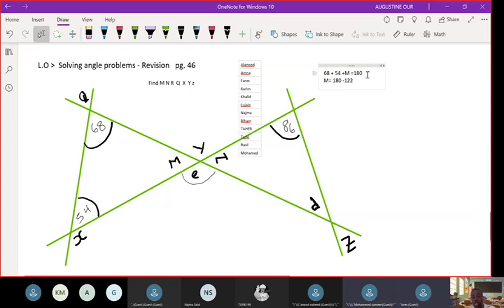Yes, I think you should know, you are grade 8 now, because it is 122 plus M equals 180. So what is the answer there? M is equal to what? M is 58. Over. Anybody with a question up to there?